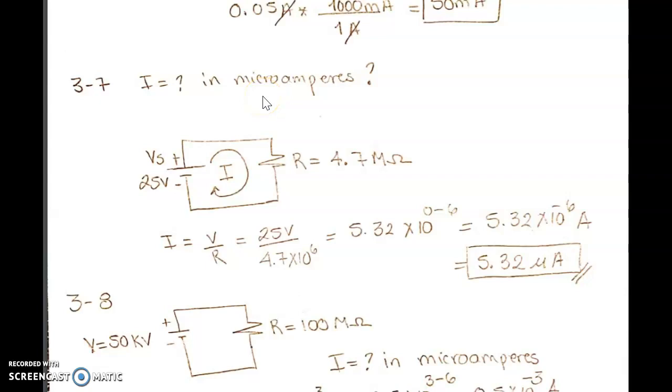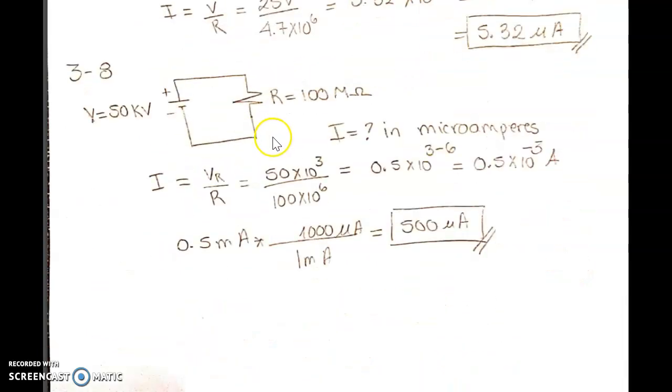In 3.8, they are asking how much current in microamperes is there through a 100 mega ohm resistor when 50 kilovolts are applied across. So let's draw that. So I have the source, which is 50 kilovolts, pretty high, and then we have the resistor. It has to be pretty high in order for it to handle that voltage. So they want the answer in microamperes.